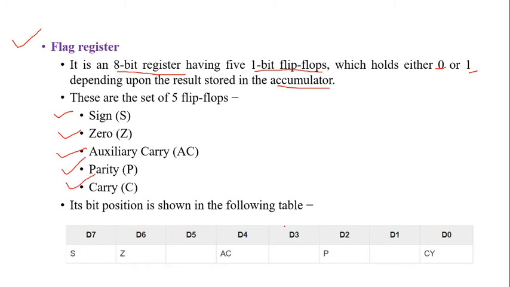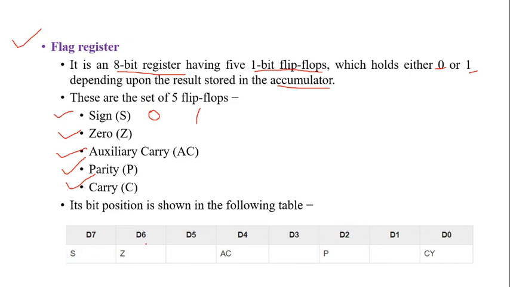Okay, so over here we can see D0, D1, D2, D3, D4, D5, D6 and D7. In D7 we have S, which is going to indicate the sign. It can be negative or positive. If it is positive, it is going to say 0, and if it is negative, it is going to indicate it by 1. So that is going to indicate the sign of the data.